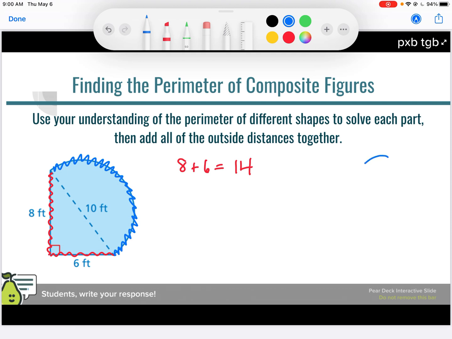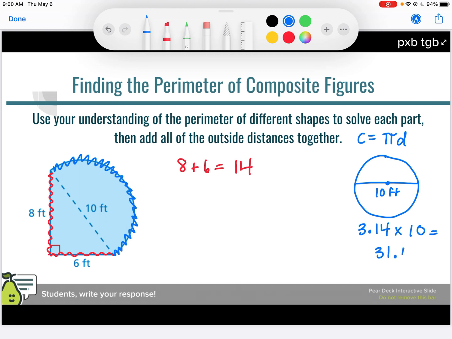So circumference of a circle, that tells us a whole circle, right? And the way we find that is pi times diameter. Remember, the diameter is the distance across the circle. So in this case, we know the diameter is 10 feet. So we can find the circumference of the circle. We would just do pi, which is 3.14, times 10, and that would give us 31.4.